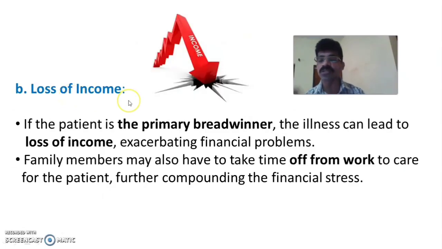Second point is loss of income. If the patient is the primary breadwinner, the head of the family who goes for a job and takes care of other family members, that is the meaning of primary breadwinner, the illness can lead to loss of income for the family. Then there won't be any other source of income. That exacerbates, increases, the financial burden of the particular family.